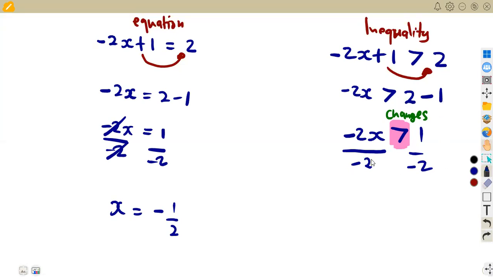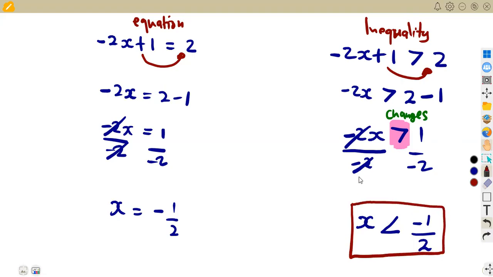So that means in this case, our x, this sign is going to change. It will reverse. It points in this direction now. So it will be minus 1 over 2 like this. Okay, sorry for that. So that will be minus 1 over 2 like this. So that is the difference that we have between an equation and an inequality.